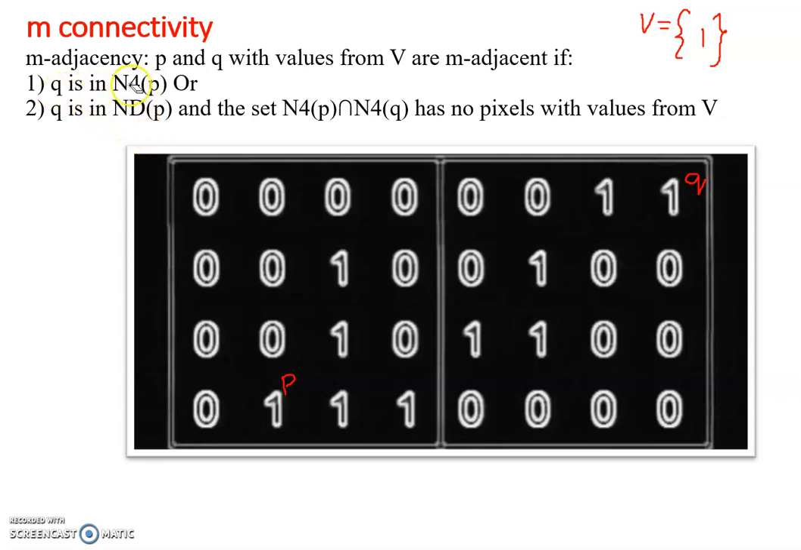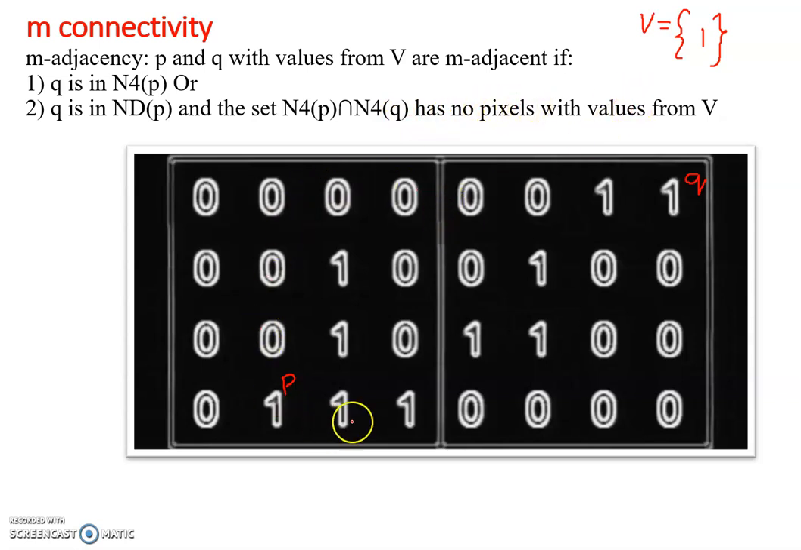Either Q is in the N4 of P, that is Q is either the horizontal or the vertical neighbor of P, or Q is the diagonal neighbor of P. So in the second case, if it is a diagonal neighbor, it has to satisfy one more condition. That is, N4 of P intersection N4 of Q should have no pixels with value from V.